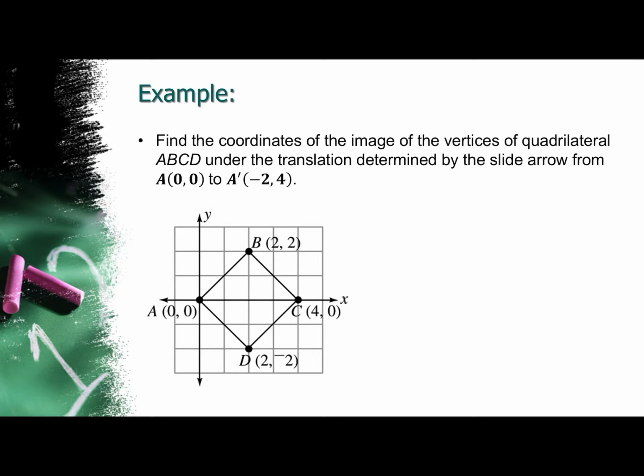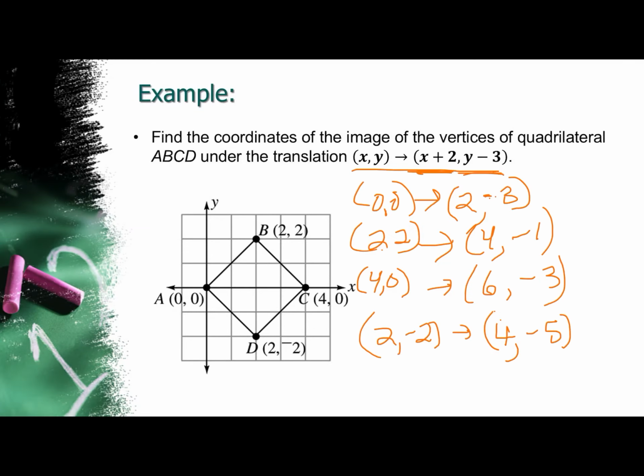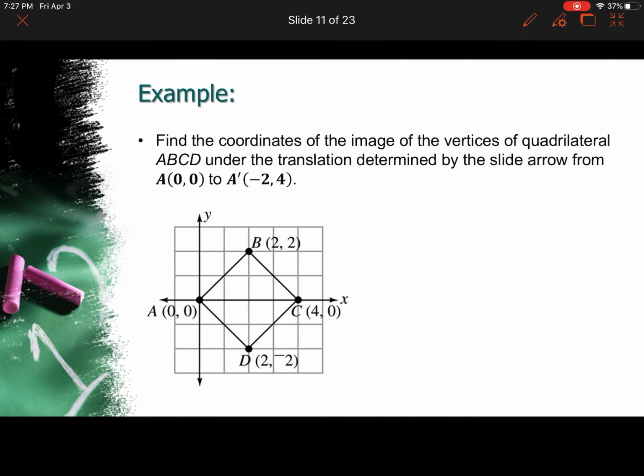All right, so this one is defined by a vector, but we haven't actually drawn the vector. We've just said that (0, 0) is going to change to (negative 2, 4). And so over negative 2 and up 4, it's this vector that's right up here, right? That goes over negative 2 and up 4. But we can just look at that.